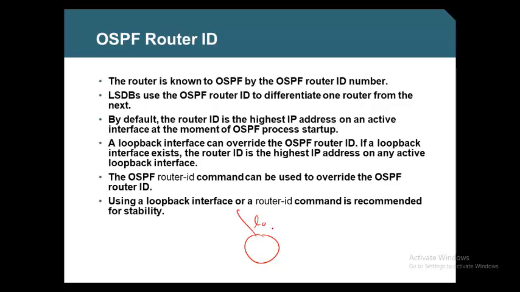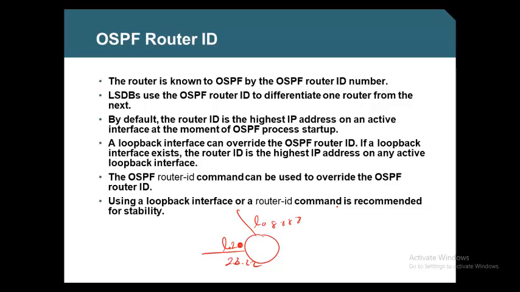Exactly. It will only focus on the IP. Don't focus on the interface IDs. So the router ID is the biggest IP address from the loopback interface. If you don't have a loopback interface, it is the highest IP address from the active physical interface.